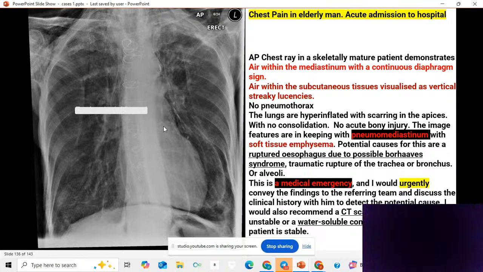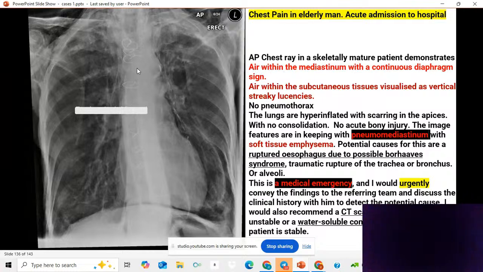Next case: chest pain in an elderly man, acute admission to the hospital. Anteroposterior chest X-ray in a skeletally mature patient demonstrates evidence of esophageal stent, seen here in this patient.